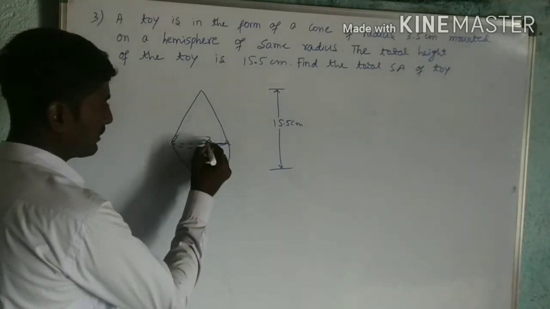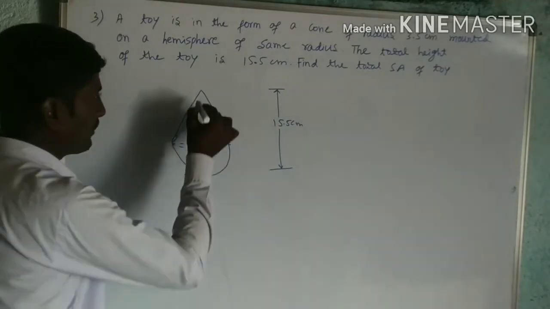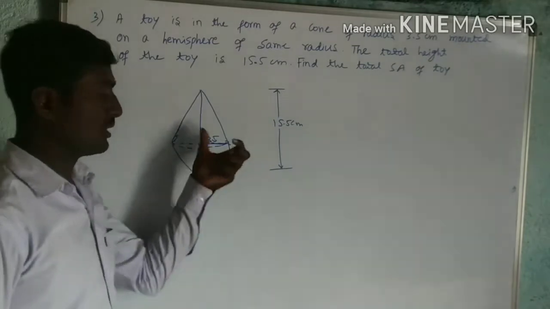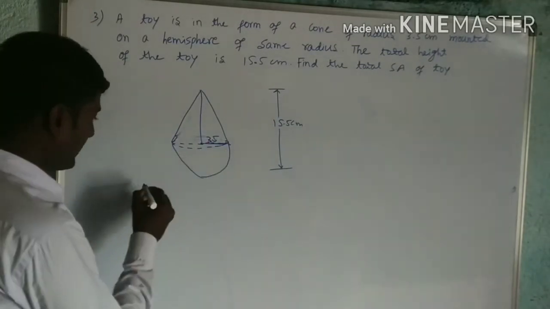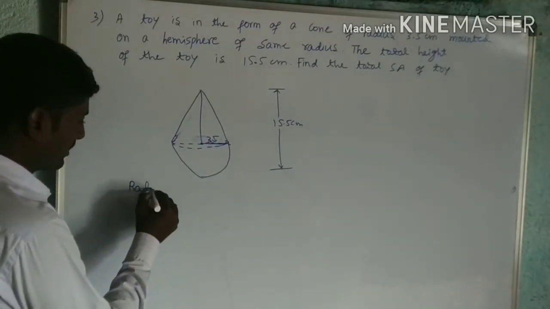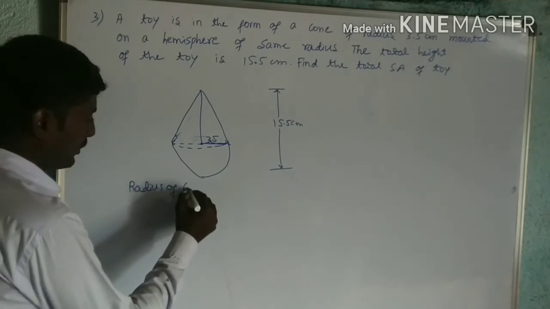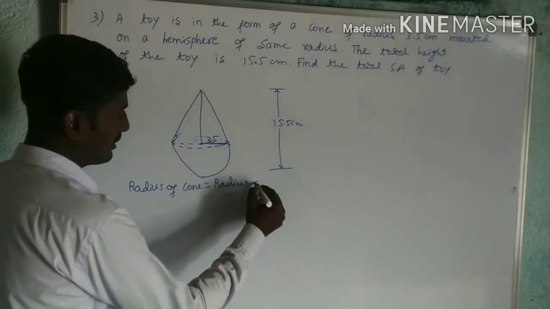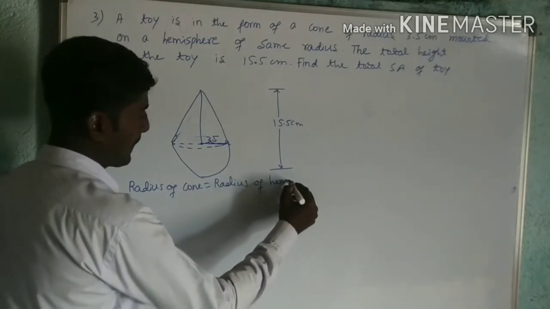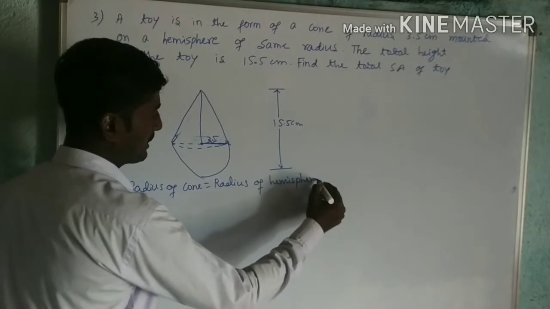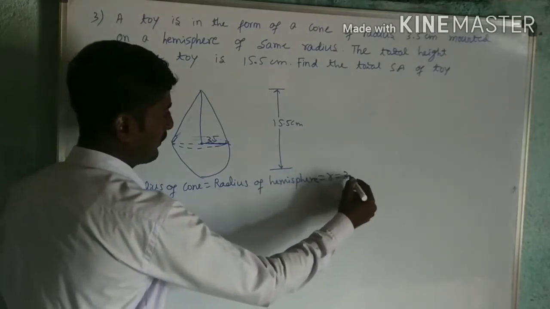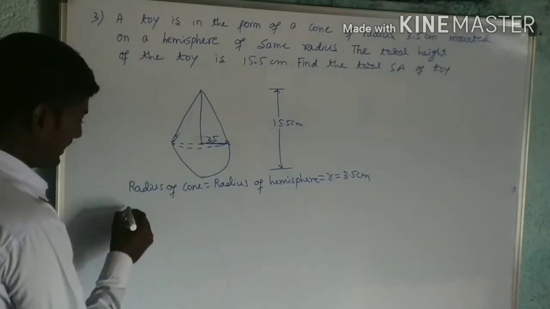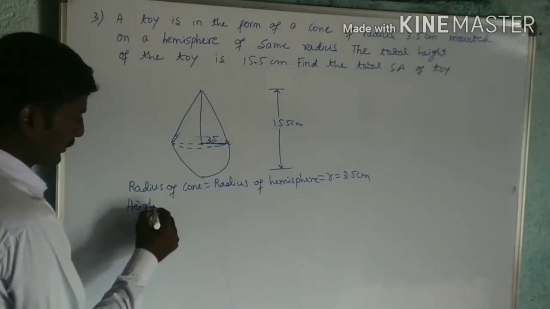3.5. Now what about the height of this cone? First I will write radius. Radius of cone is equal to radius of hemisphere. That is r equal to 3.5 centimeter, given.